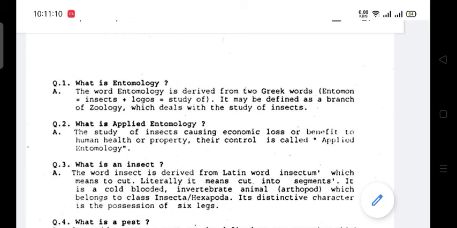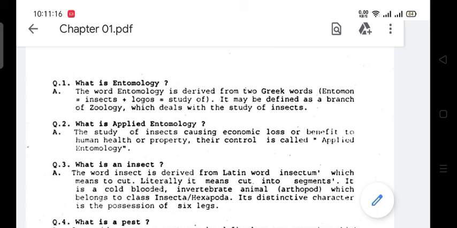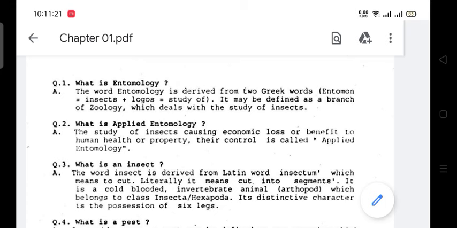Entomology is derived from two Greek words, entomon and logos. Entomon is related to insects and logos is study of. It may be defined as a branch of zoology which deals with the study of insects. Actually, entomology is mainly a branch of zoology where we discuss different kinds of animals.